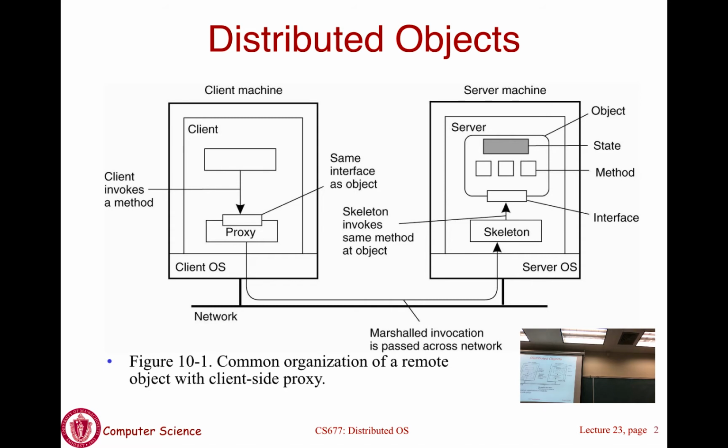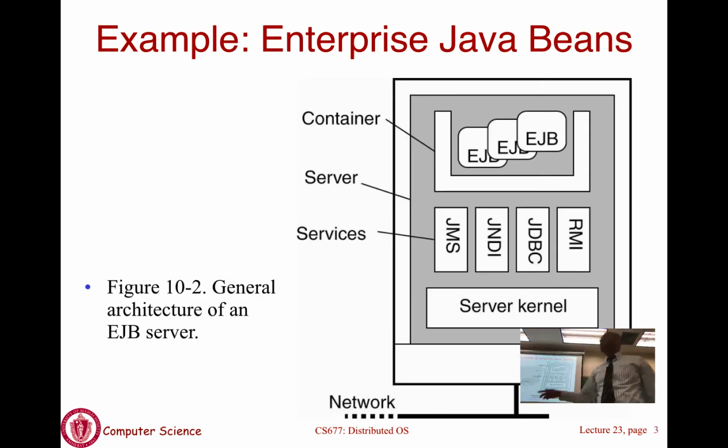When you make these objects distributed, then many things can happen. You might have different objects distributed on different machines. You can have the same object replicated on different machines or partitioned across different machines, and so on. There are many systems that implement this functionality, and we are going to see a few of them in today's class. So let's start with enterprise Java beans, or EJBs.